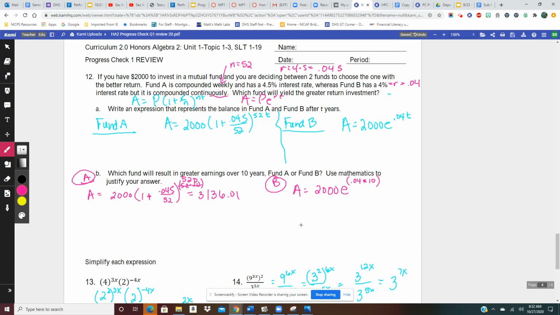Okay? All right, so I'm going to do 2,000. And again, my button for e is second ln. It comes up with the e, and the exponent is already in there, so you can do 0.04 times 10 and enter. 2,983. Something went wrong there. 2,000 to 0.04 times 10. That's right. So $2,983.64, 65 cents if I rounded correctly.